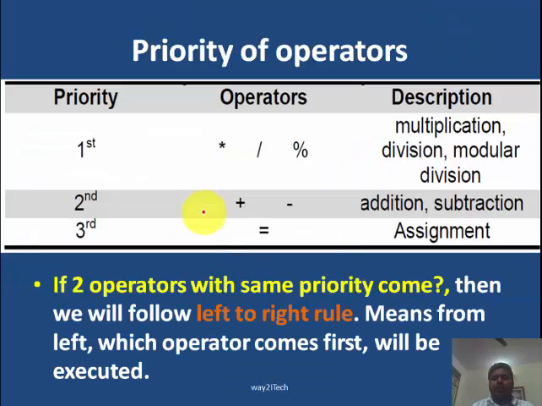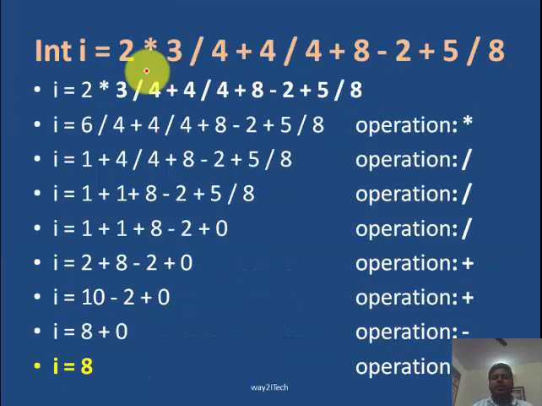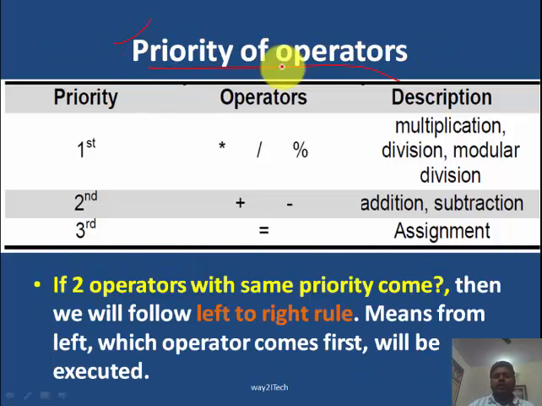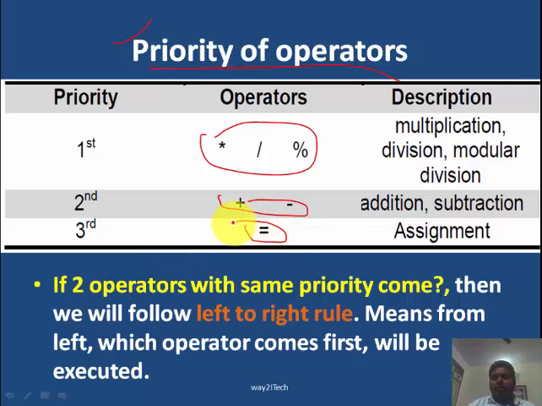So next is the priority of operators. What will you do when we have an expression like this? This is an expression. In math we use the BODMAS rule, but here we will use priority of operators. These operators have the highest priorities: multiplication, division and modulus division. Plus and minus have lower priority than these operators, and at the last, the least priority is that of the assignment operator.